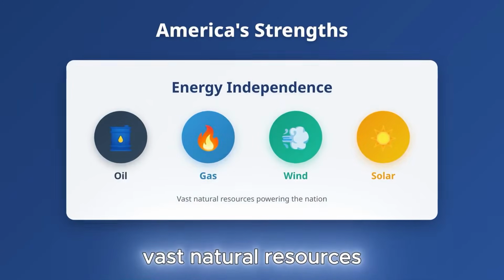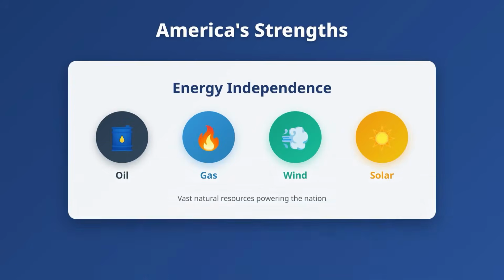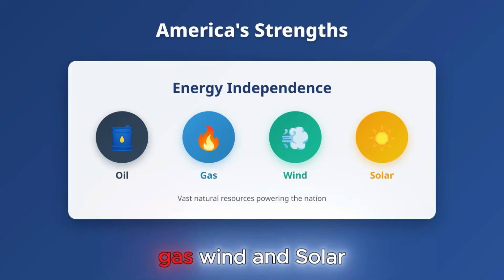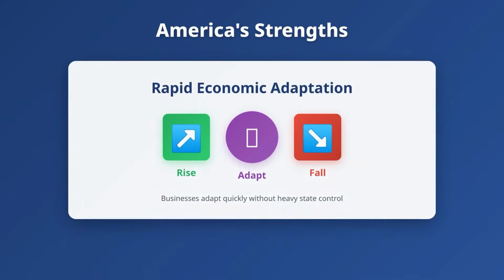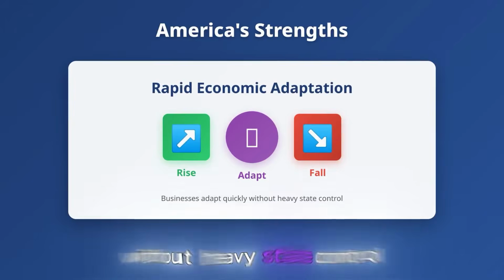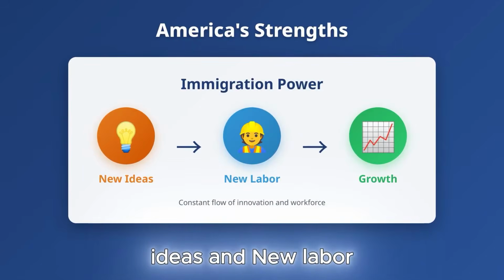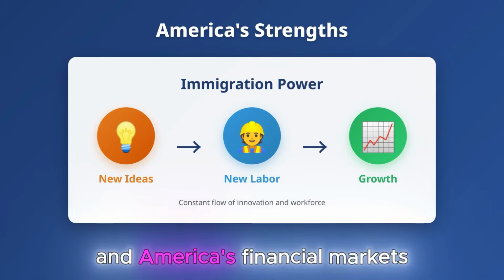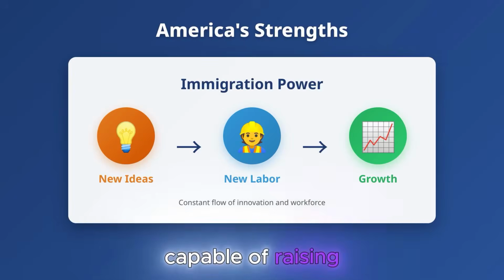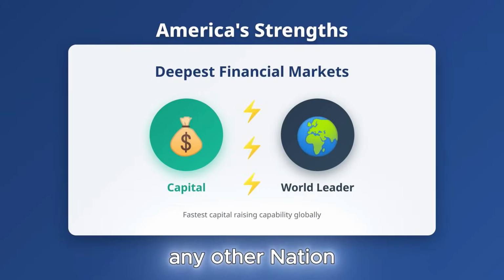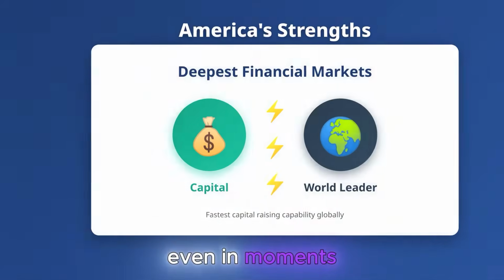The country has vast natural resources and energy independence fueled by oil, gas, wind, and solar. Its economy adapts quickly. Businesses can rise and fall rapidly without heavy state control. Immigration brings a constant flow of new ideas and new labor. And America's financial markets are the deepest in the world, capable of raising capital faster than any other nation. These strengths make the United States remarkably resilient, even in moments of crisis.